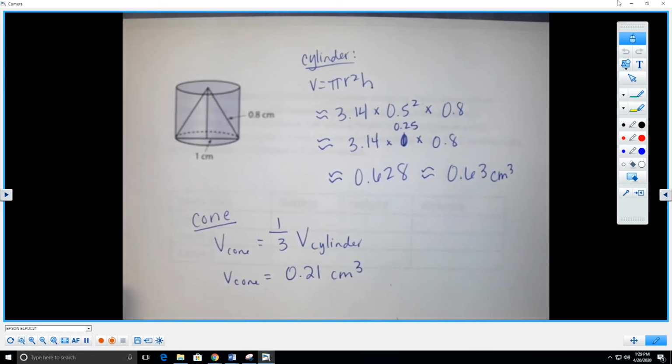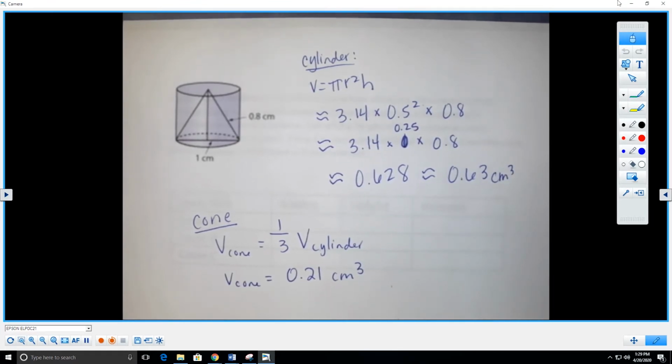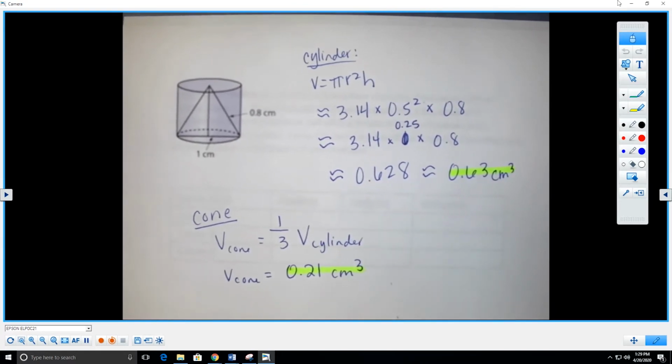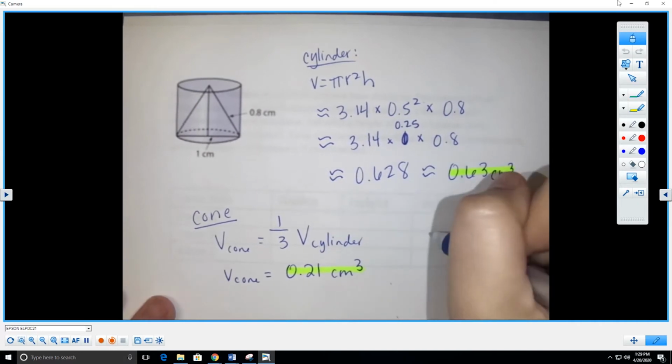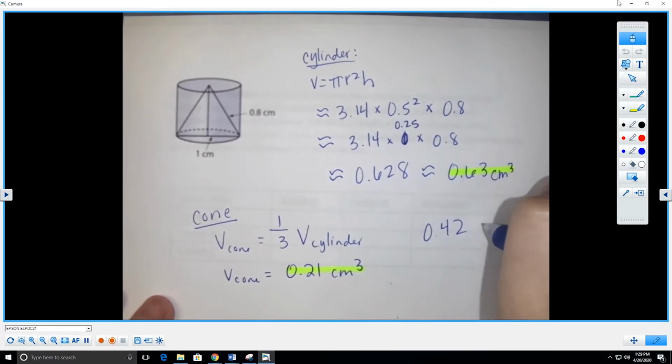Did you get the answer? So we're going to subtract the volume of the cone from the volume of the cylinder. And that's right, we should have got 0.42 centimeters cubed.